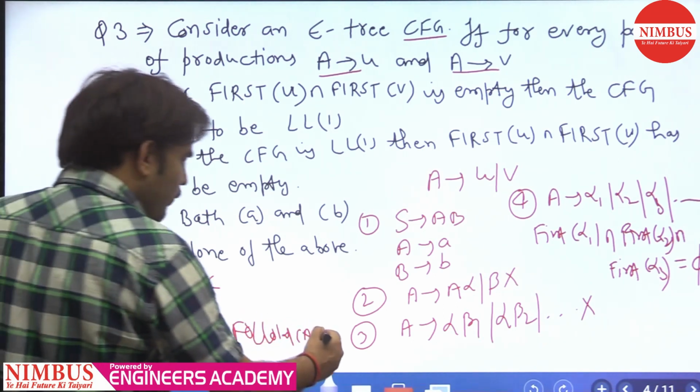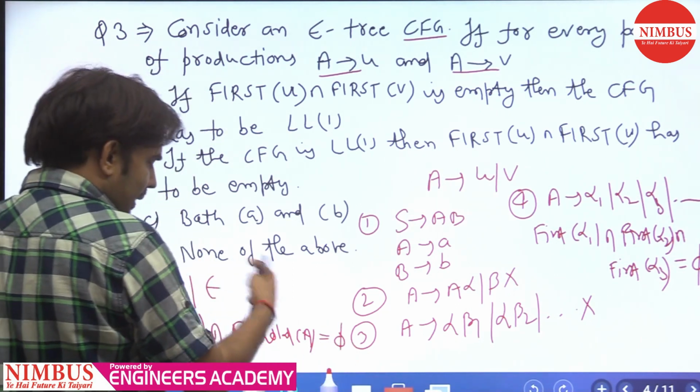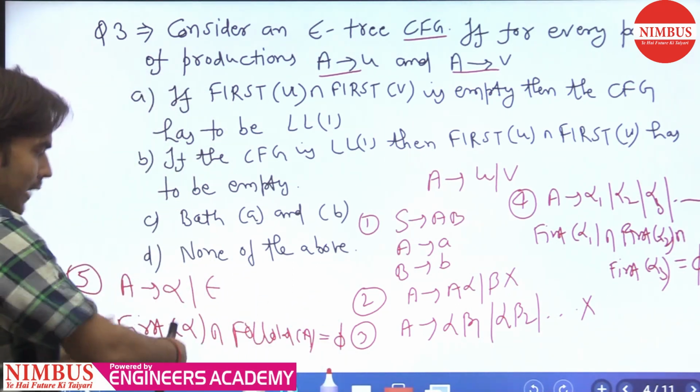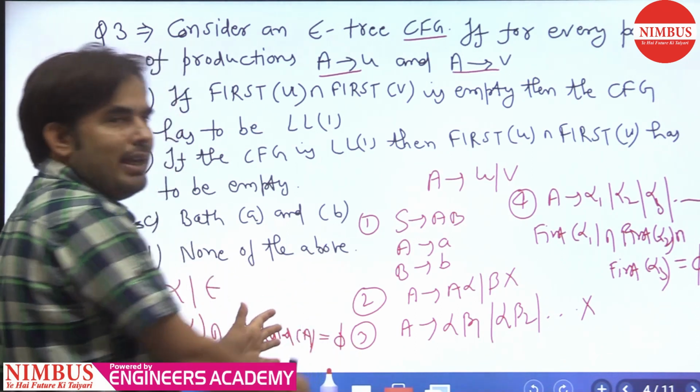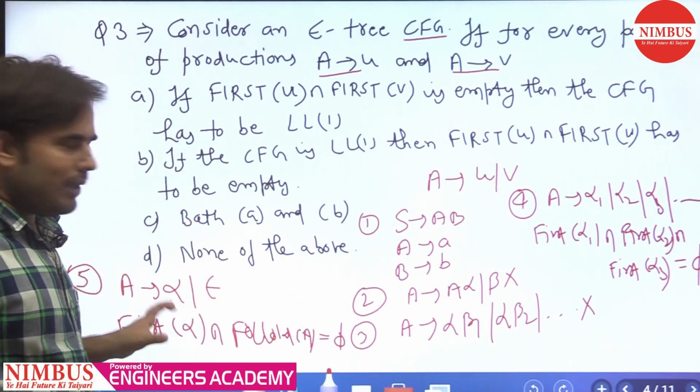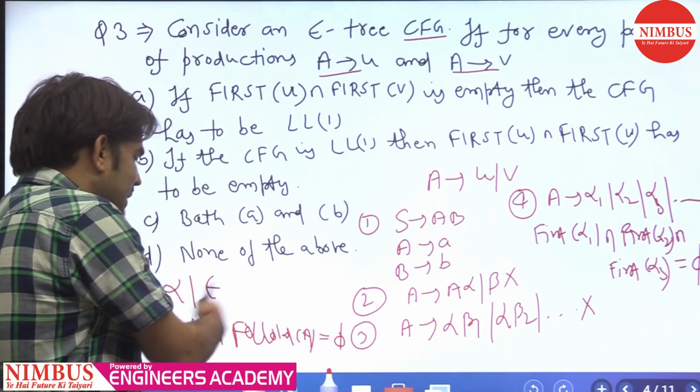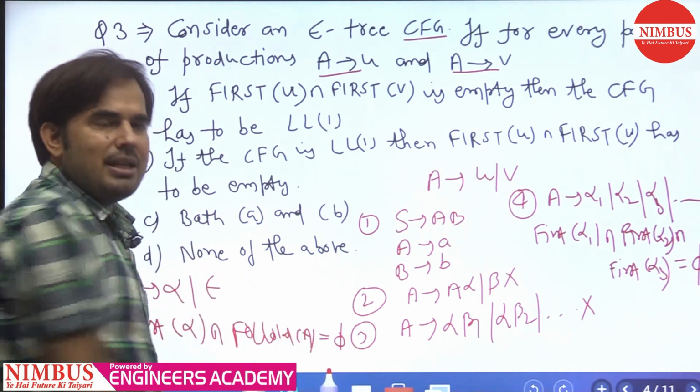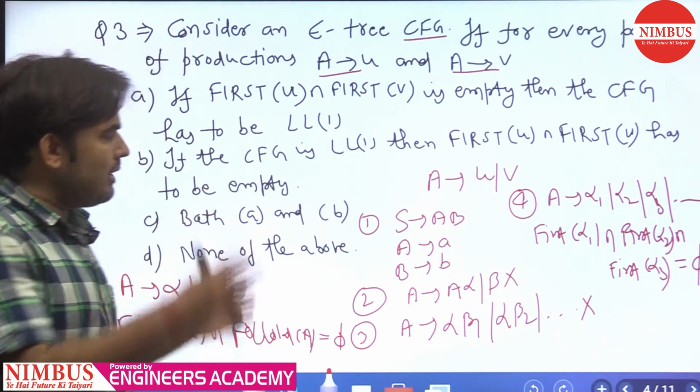This should be equal to what? Phi. When the intersection of first of alpha and follow of A is phi, meaning the empty set, then the grammar is what? LL1. Otherwise, when the intersection of both is not the empty set, then the grammar is not LL1. So these are the rules.